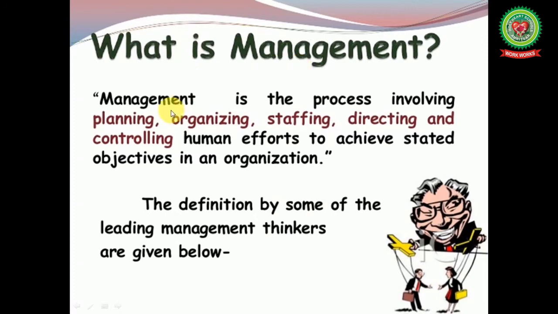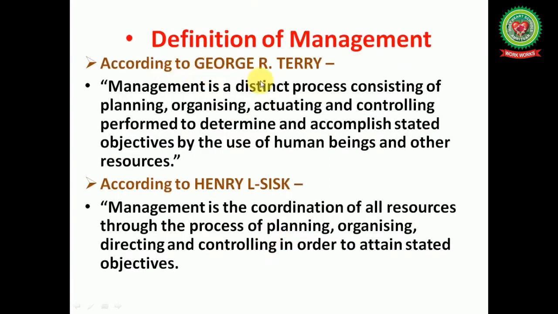Next is what is management. Management is a process involving planning, organizing, staffing, directing and controlling the human efforts to achieve stated objectives in an organization. So there are some definitions. First one is according to George R. Terry. Management is a distinct process consisting of planning, organizing, actuating and controlling performed to determine and accomplish stated objectives by the use of human beings and other resources. According to Henry L., management is the coordination of all resources through the process of planning, organizing, directing and controlling in order to attain stated objectives.